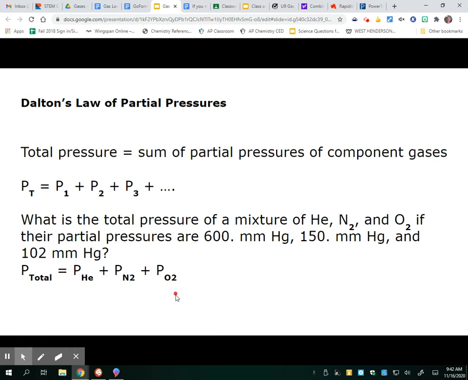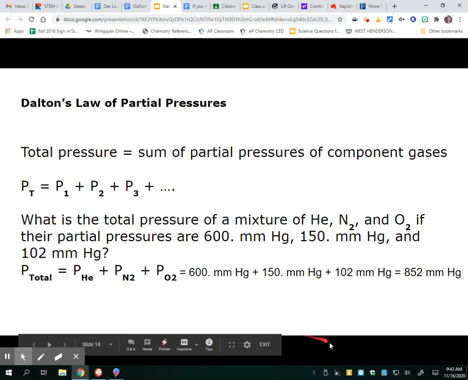One of the ways that you know you have to use Dalton's law of partial pressures is that you're going to be given a whole lot of pressures. And really, that's the indicator that you need to use Dalton's law of partial pressures. So in this case, if I add all these together, I get 852 millimeters of mercury.